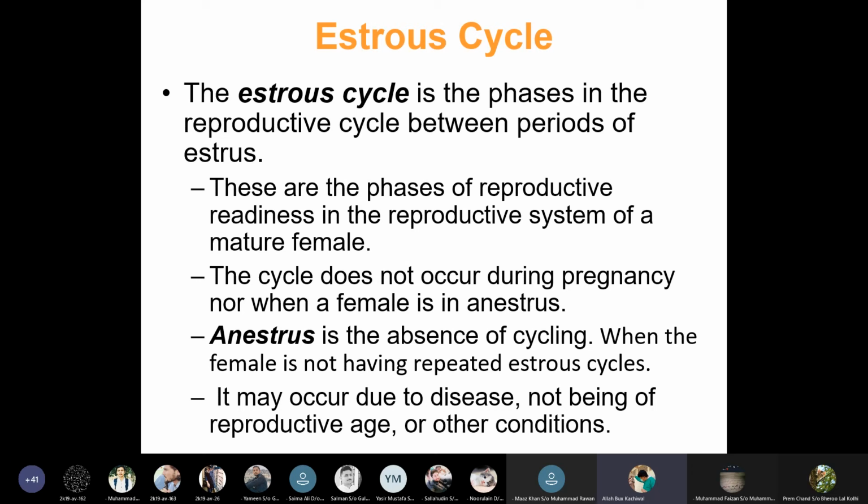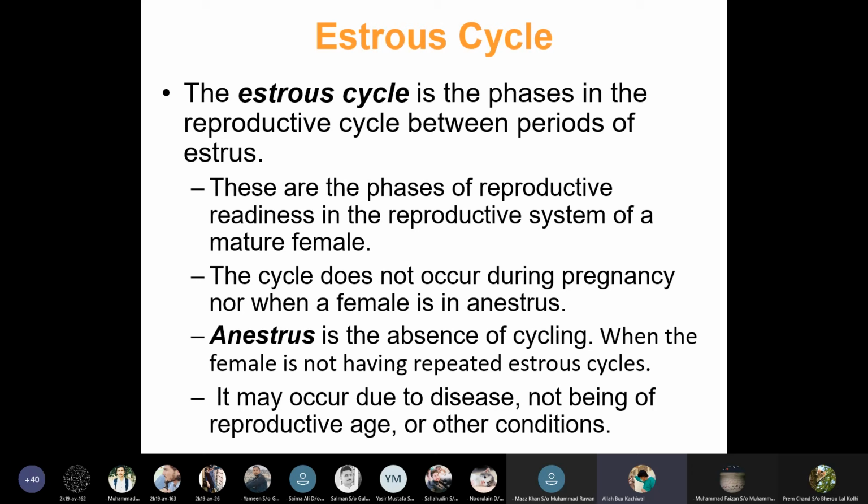जब mature female हो जाती है तो उसमें estrous cycle start होता है. Under puberty होती है female तो उसमें reproductive cycles या estrous cycle नहीं होता मौजूद. तो इनमें चार phases होते हैं. The cycle does not occur during a pregnancy, nor when a female is under any stress. तीन कंडीशंस में मोस्टली जो है वो estrous cycle मौजूद नहीं होता.